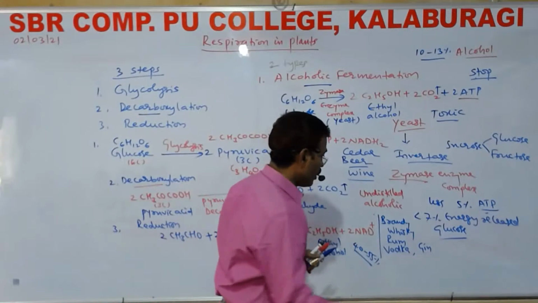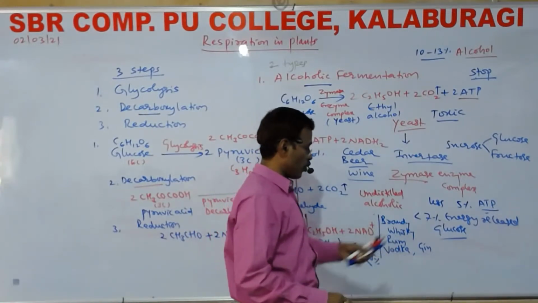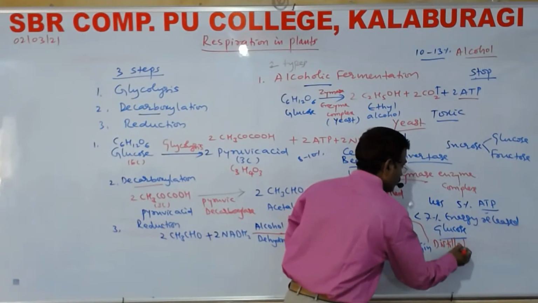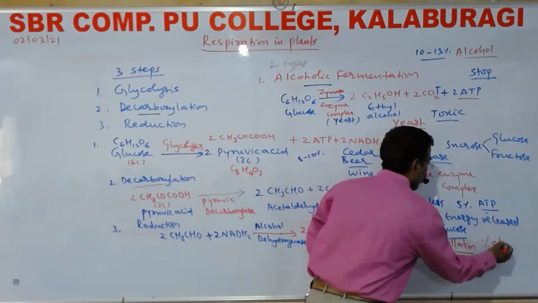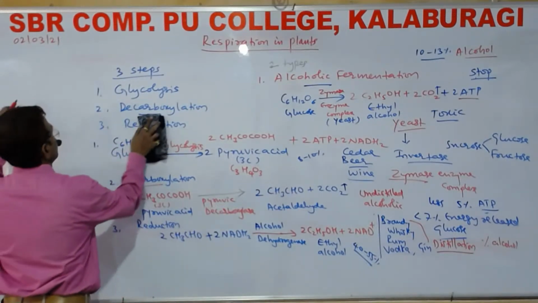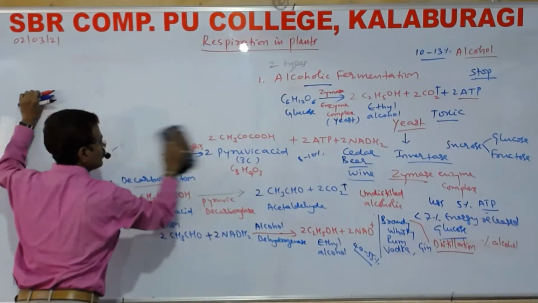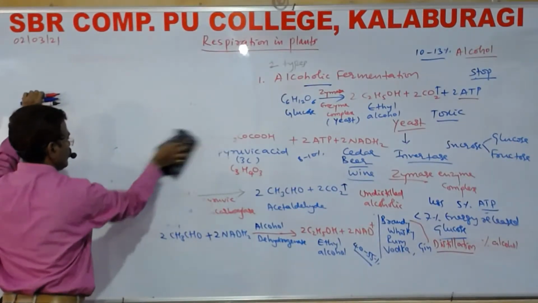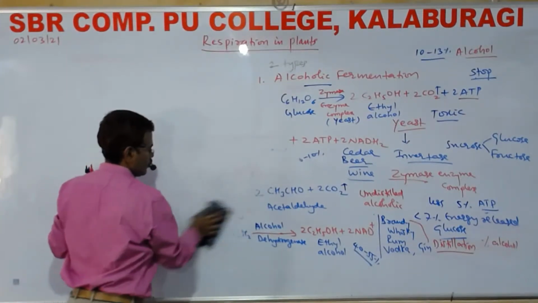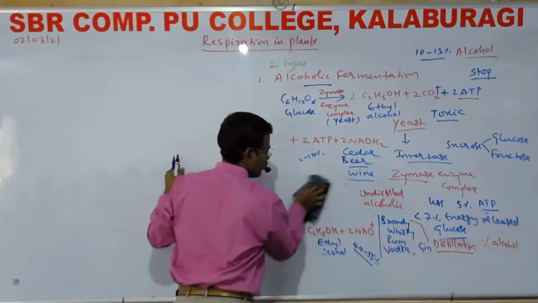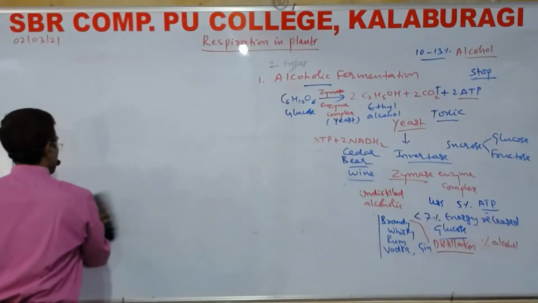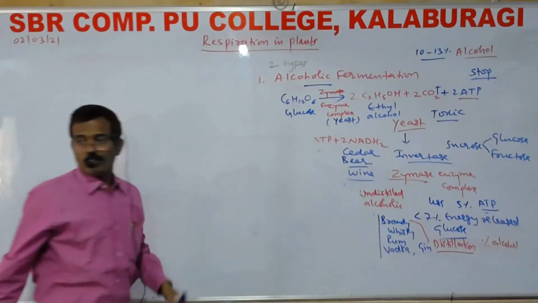Then how can we produce such alcoholic beverages? These are produced mainly through the distillation process. Remember, distillation can increase the percentage of alcohol in these beverages. So this is all about alcoholic fermentation.